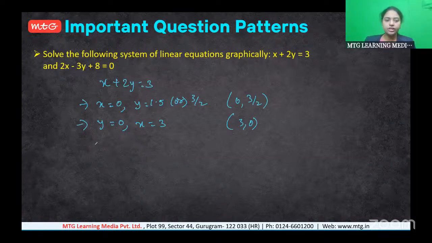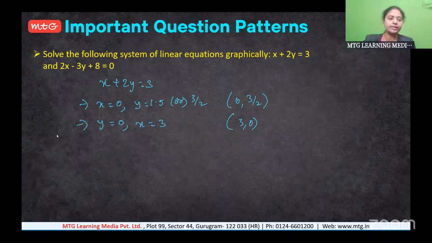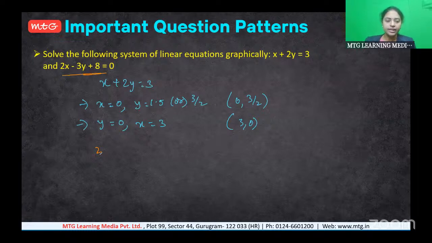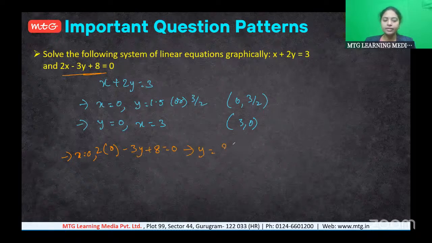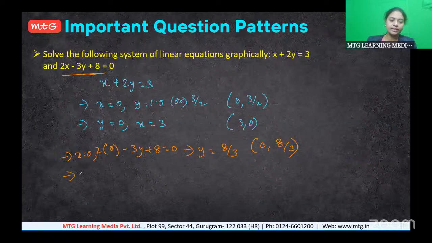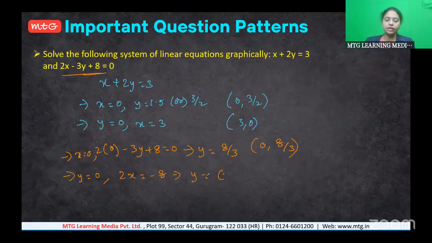Similarly, I have the other equation, 2x minus 3y plus 8 equals 0. In this, if I replace x value as 0, I get 2 times 0 minus 3y plus 8 equals 0, which gives me y value as 8/3, making the point (0, 8/3). Simultaneously, if I replace y as 0, I get 2x equals minus 8, which leads to x value as minus 4, making up the ordered pair (-4, 0).